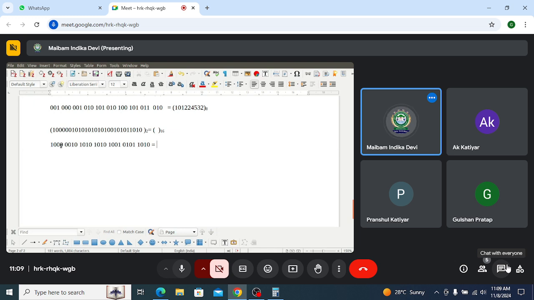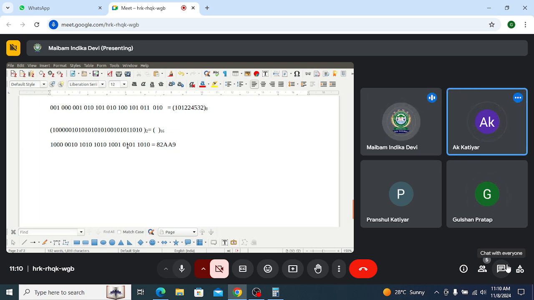1000, what is this? It is 8. Then 0010 is 2. Then 1010 is 10. How will 10 be written? It will be A. Again 1010 is A. Then 1001, what is this? It is 9, then D.